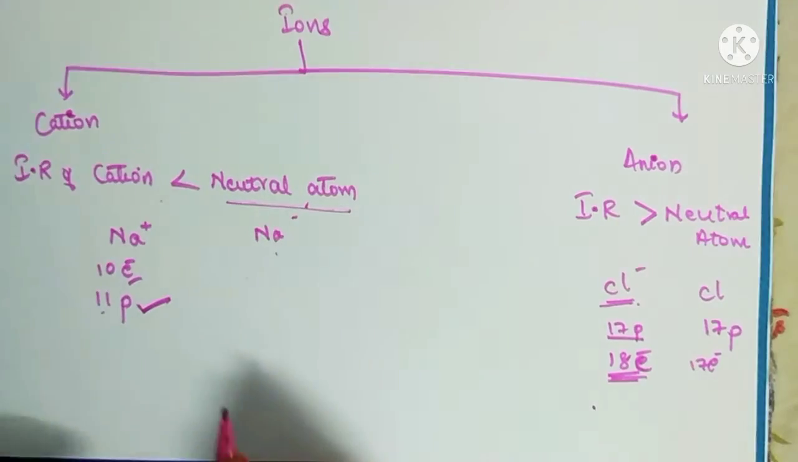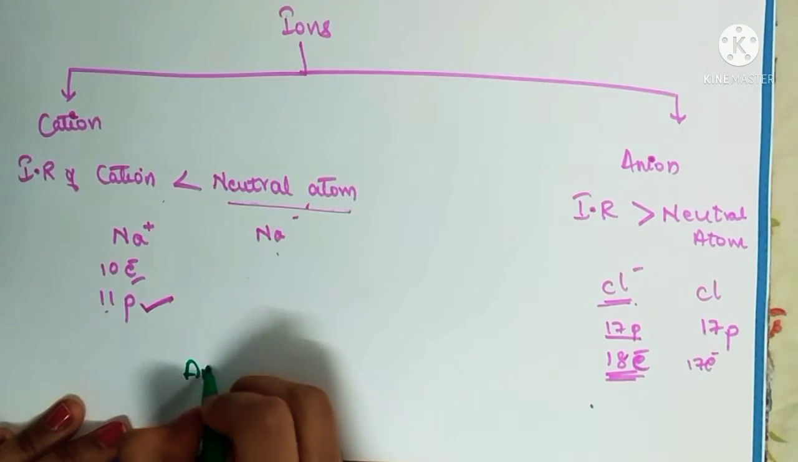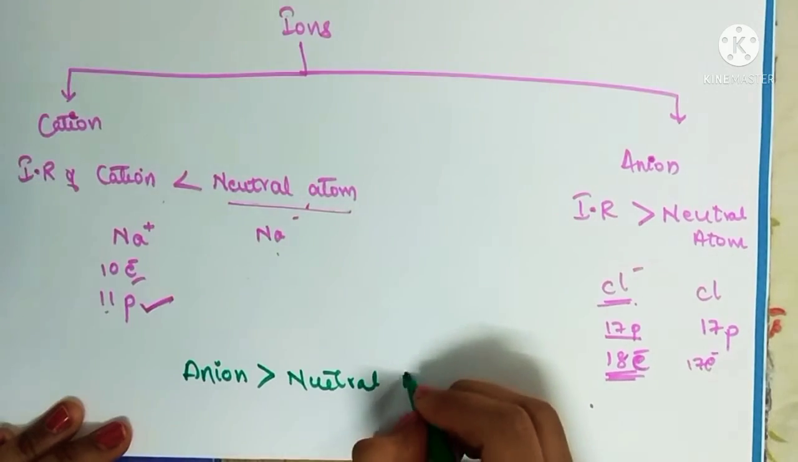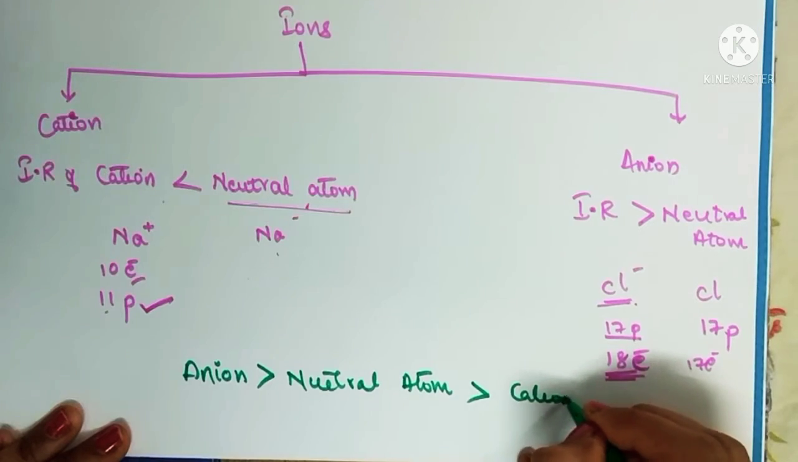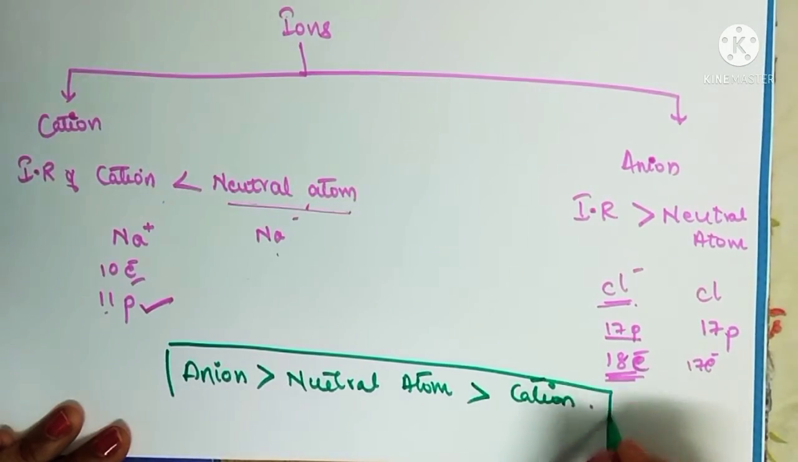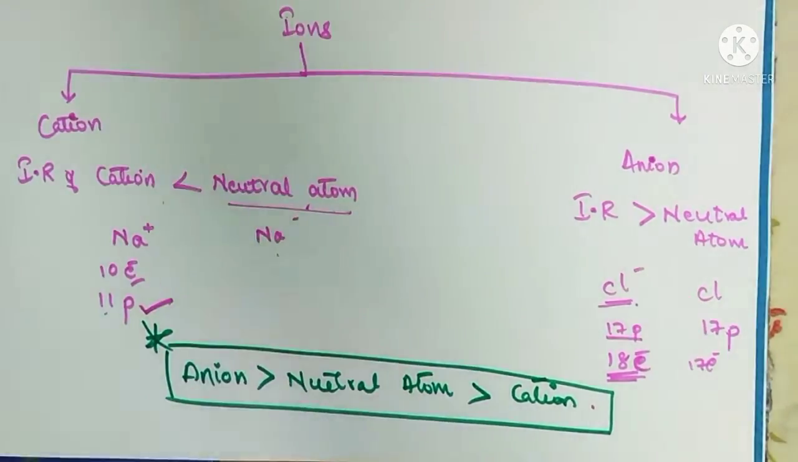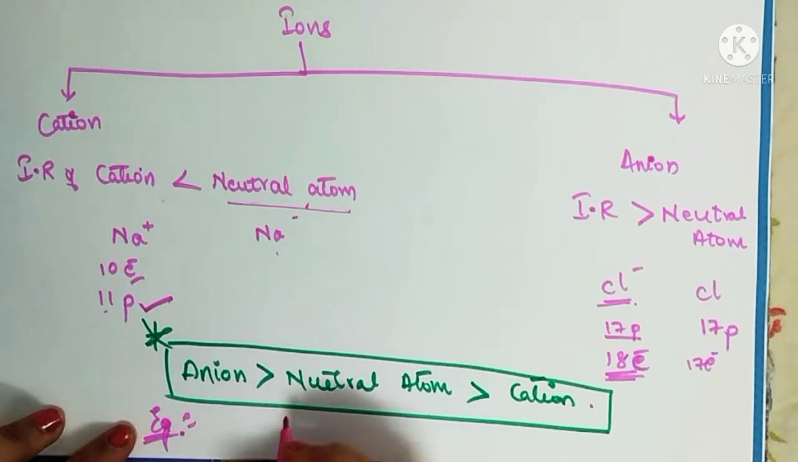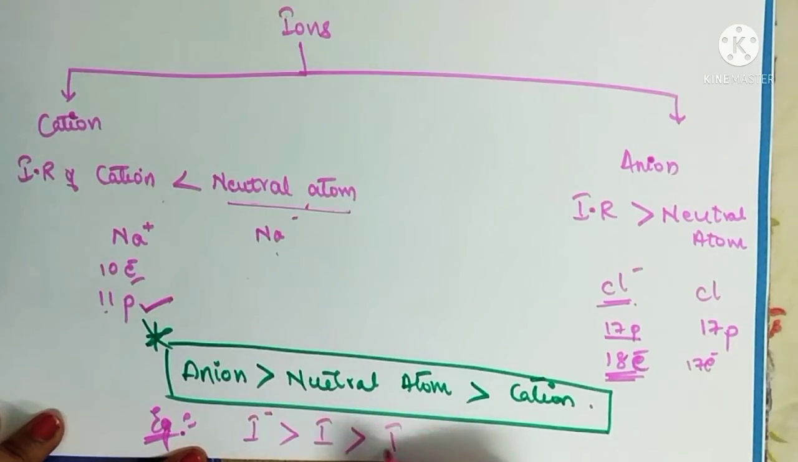So the order of the ionic radius will be anion greater than neutral atom, always greater than cation. This is the most asked question. So by taking an example, we can say that I minus is always greater than I plus.